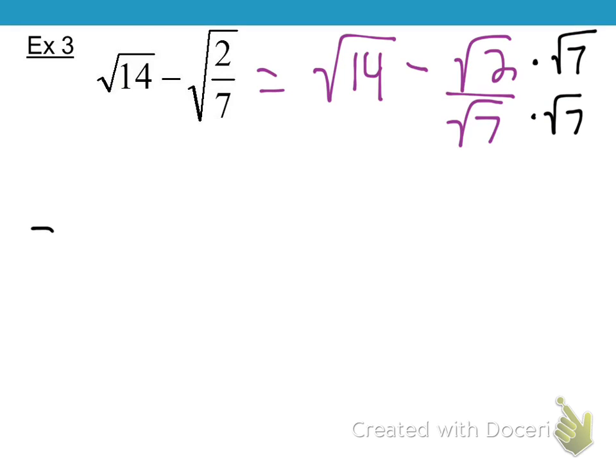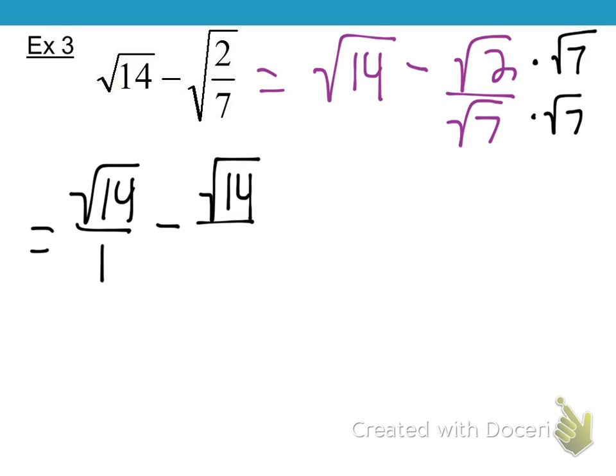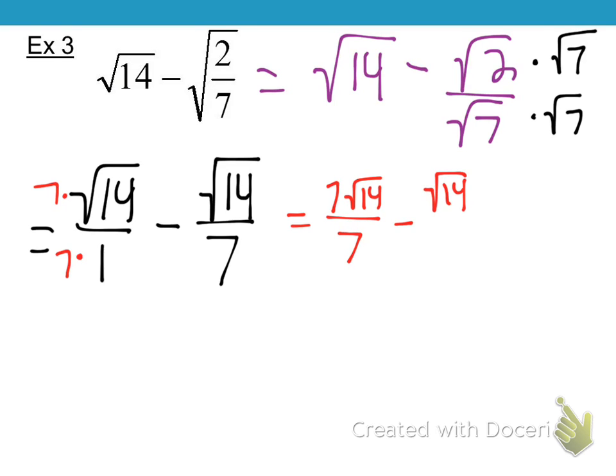Okay. So I get square root 14. I'm going to put it over 1. Minus, up top, I get square root 14. On the bottom, I get square root 7 times square root 7, which is just going to give me 7. All right, common denominators would be what? 7. So I'm going to multiply this guy by 7 and 7. So 7 square root 14 over 7 minus square root 14 over 7. What am I going to get? 7 square root 14. I'm completely different.